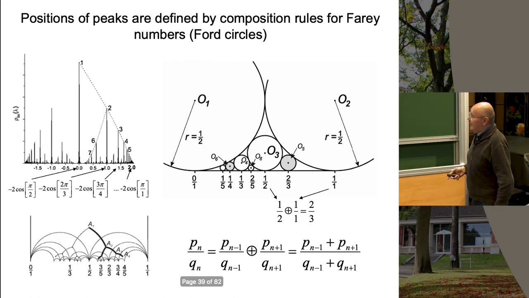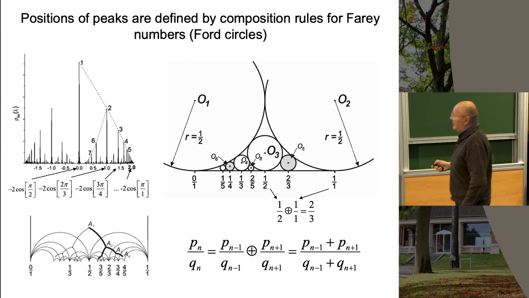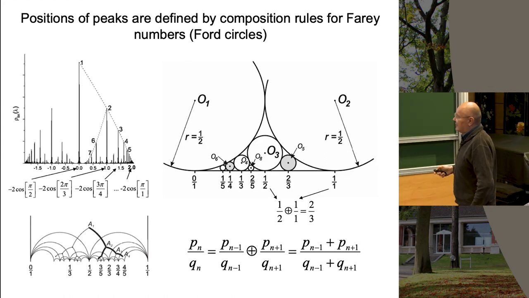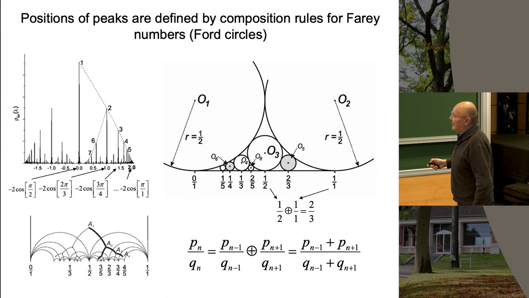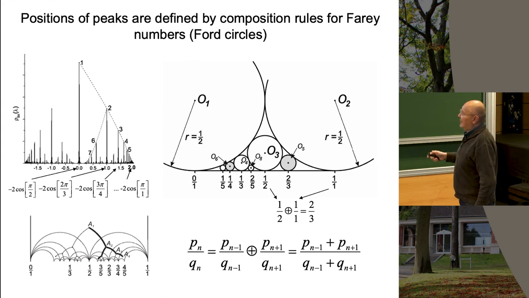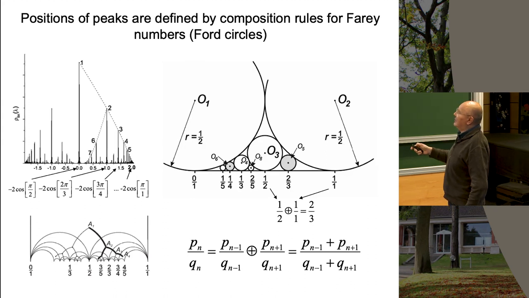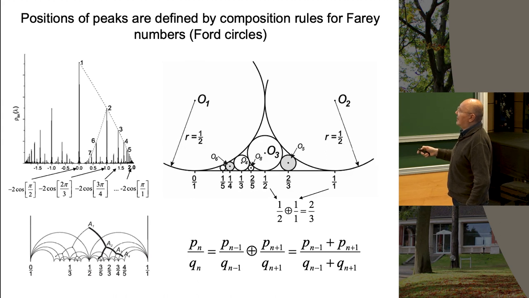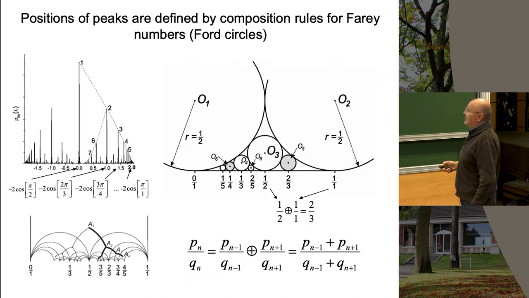And now you can see immediately that you have a hidden property of discrete geometry related to discrete transformations of Lobachevsky geometry. For instance, if you have the fundamental domain of the modular group and then you make reflections, the centers of these sequential transformations are exactly the positions of these centers. So we know the positions of all peaks, and these are Farey numbers. But now we should compute the amplitudes, the degeneracy.